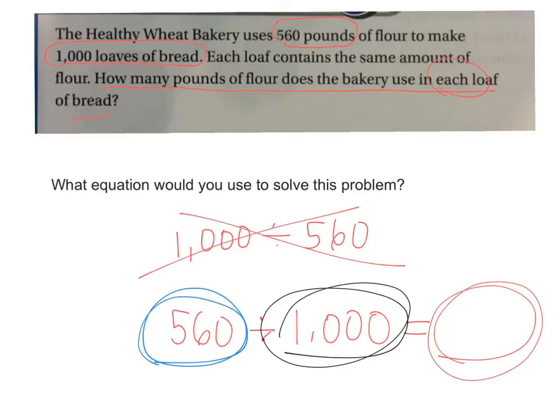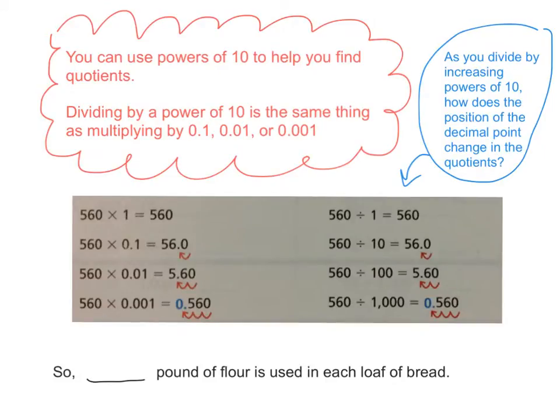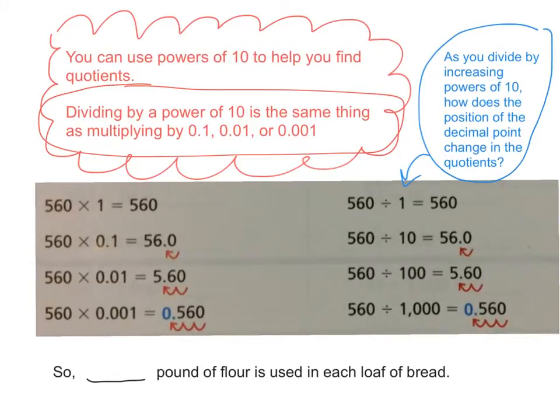Very good. You can use what you know about powers of 10 to help you find quotients, to help you solve division problems. Okay? And I want you to write this part down. This is very important. Dividing by a power of 10, just write word for word. Dividing by a power of 10 is the same thing as multiplying by 1/10th, 100th, or 1,000th. Okay? Go ahead and write that down. When you multiply 560 times 100th, how does the decimal point move?